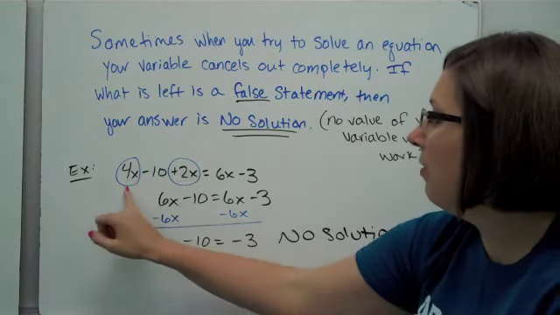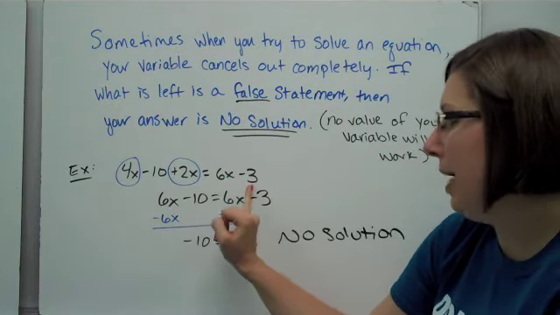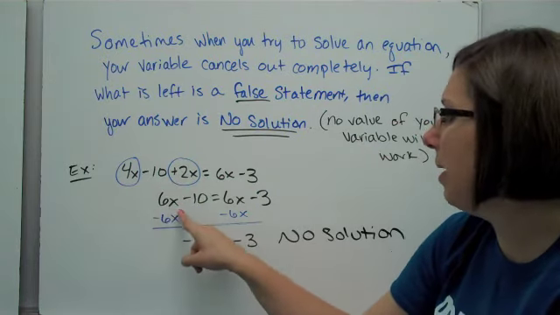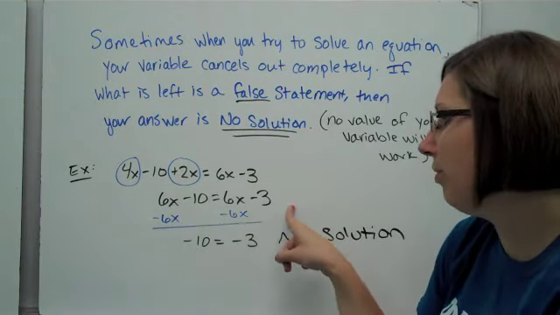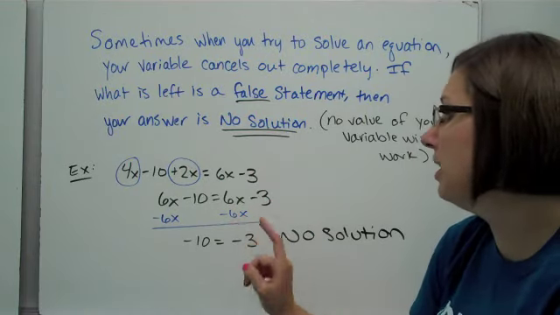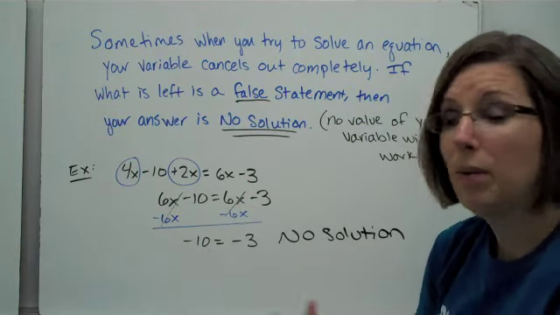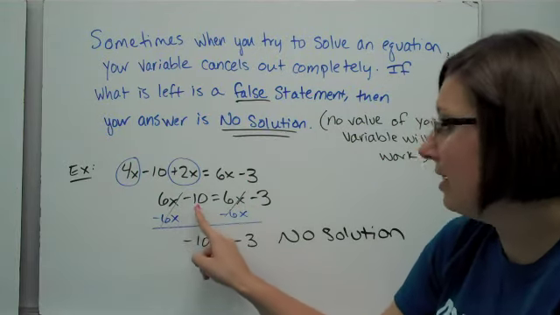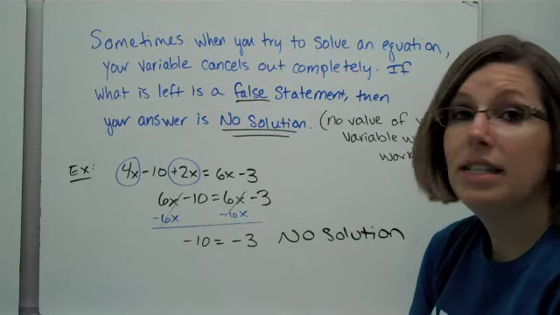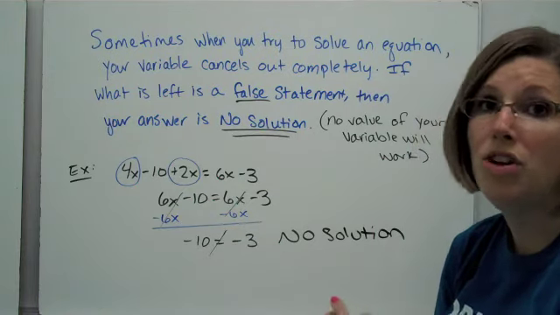So if I've got 4x minus 10 plus 2x equals 6x minus 3, I combine like terms first, and I get 6x minus 10 equals 6x minus 3. I want to get all my variables on the same side, so I undo the 6x, and that actually cancels out on both sides. I bring down what I didn't use, the minus 10 equals negative 3. And that is a false statement. That does not work. Therefore, I have no solution here.